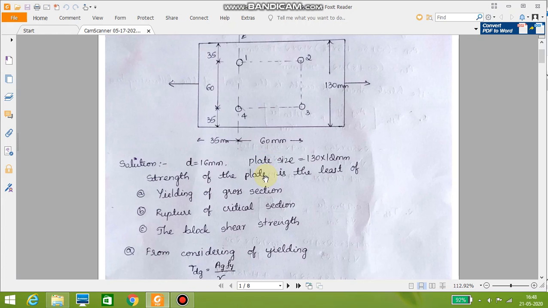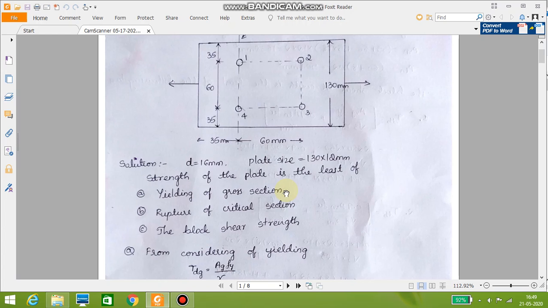As you have already studied in previous video lectures, the tensile strength of the plate is always the least of the three values. First is yielding of gross section, which is given by TDG equal to AG into Fy divided by gamma m naught, given in clause number 6.2 of IS 800-2007.